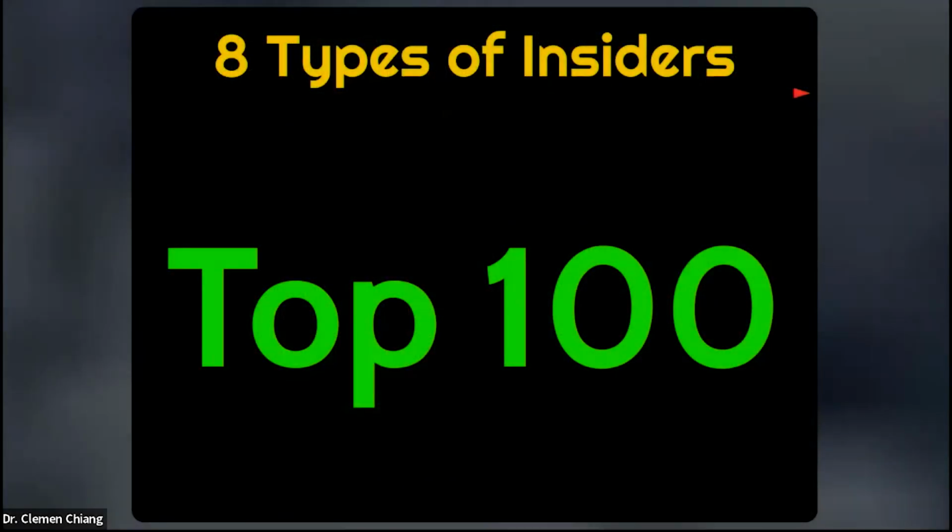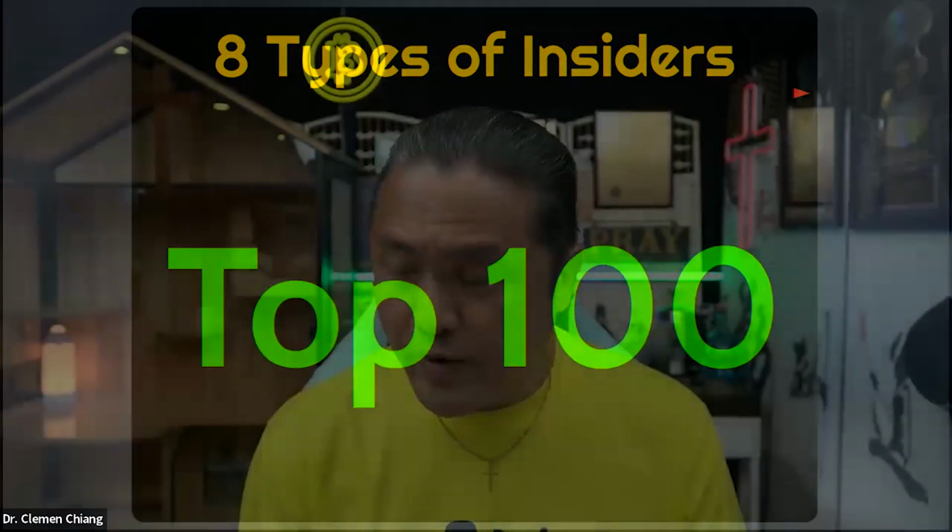Top 100. I present to you the first type of insiders. It is called the top 100. How are we going to get the data of the top 100? And here we go.